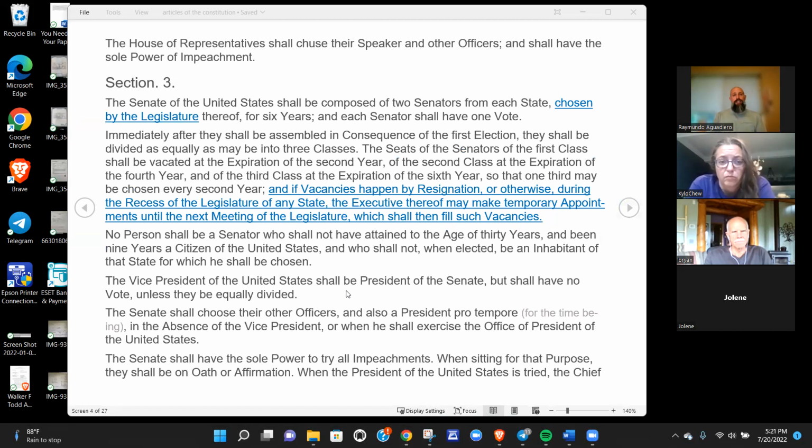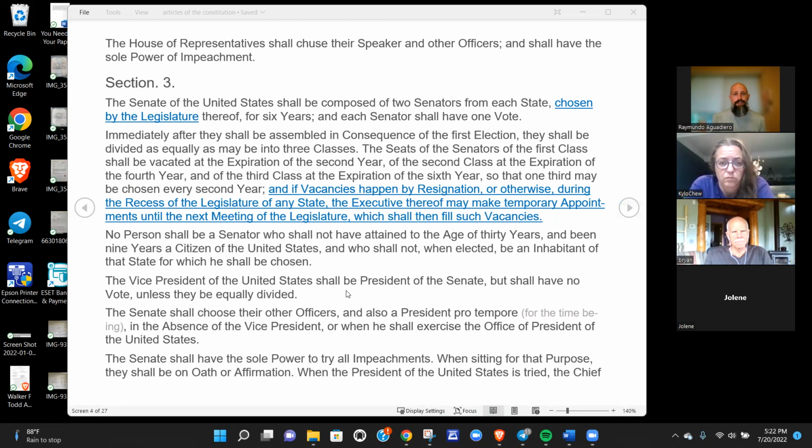Okay, section 3 is the Senate. The Senate of the United States shall be composed of 2 senators from each state, chosen by the legislature thereof for 6 years, and each senator shall have 1 vote. So right there, each state has 2 senators and they serve a term of 6 years.